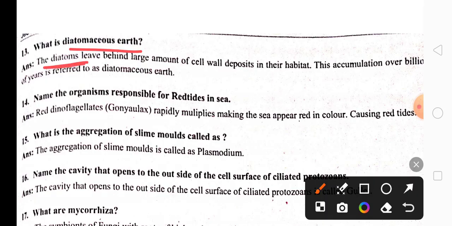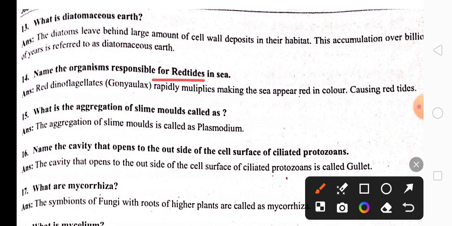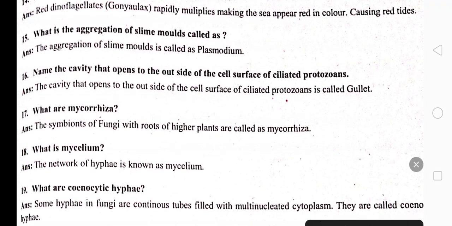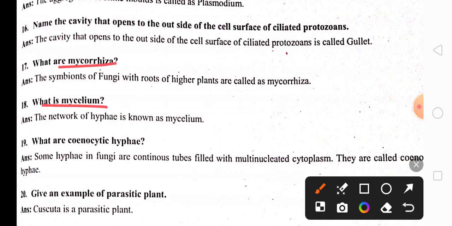After the death of diatoms, the cell wall deposition forms diatomaceous earth, which helps in polishing and filtration of oils and syrups. And red tide is produced by one of the algae called Gonyaulax. Then aggregates of slime molds is called plasmodium. Mycorrhiza definition, mycelium definition, coenocytic hyphae are very important.